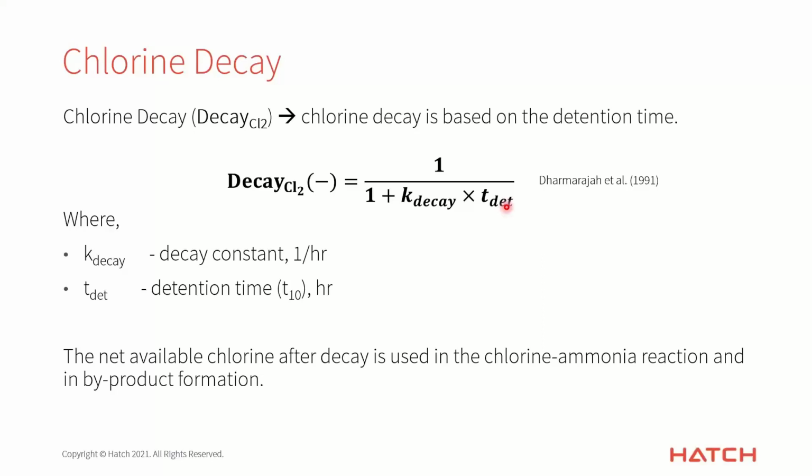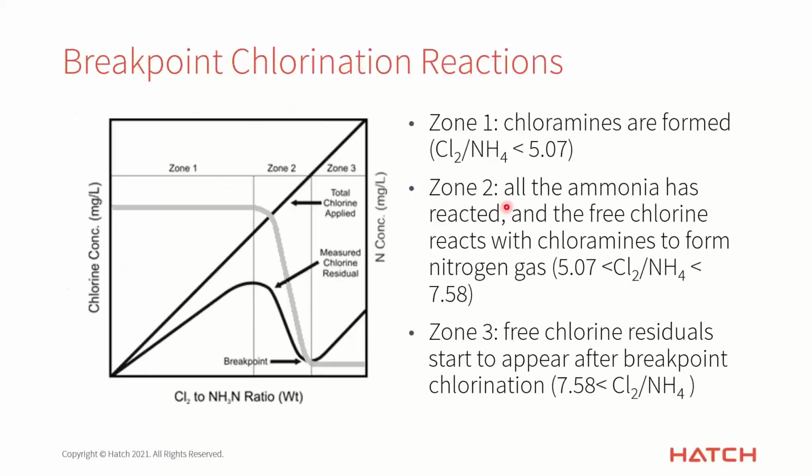So basically, this is a baffle factor, which is multiplied by the nominal hydraulic retention time of the chlorination basin and is used to calculate the T10 detention time. And so now, once we've calculated the chlorine decay and the instantaneous demand, we use that net available chlorine in the chlorine ammonia reactions and in the byproduct formation, which I'm going to be talking about now.